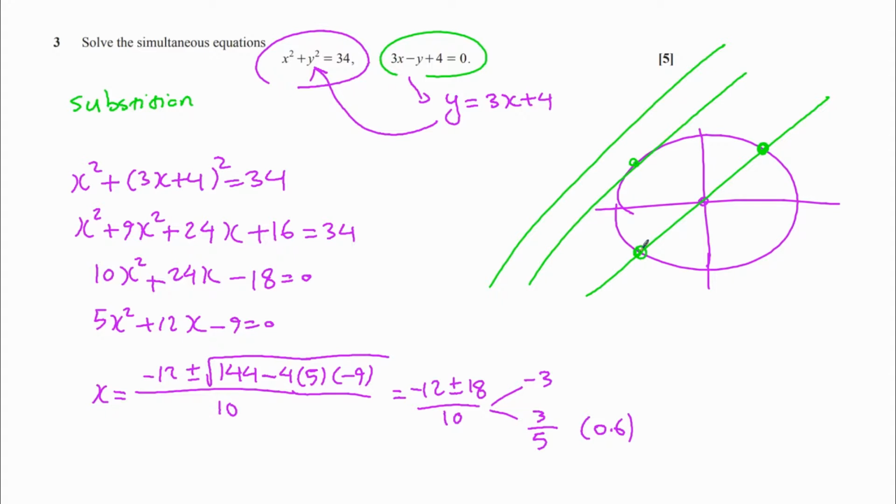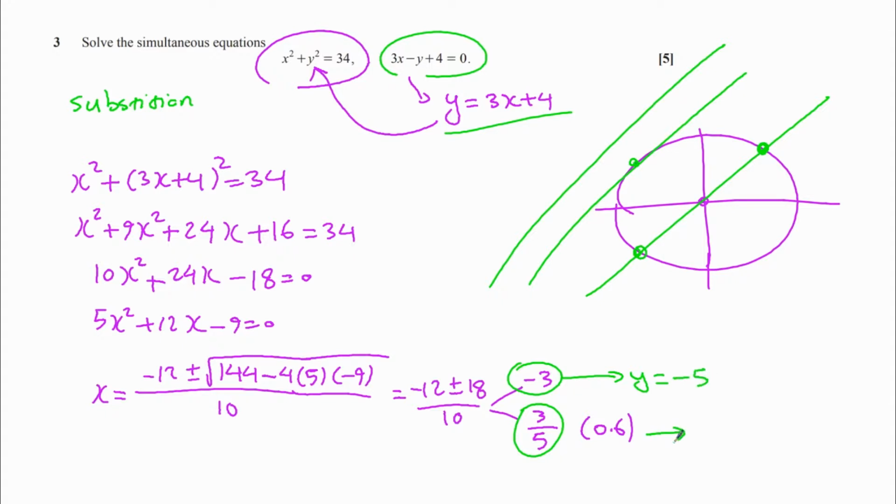But how can we find the points? We know the x values. If we replace them into this one in here, we can find the y values. So if x is minus 3, y would be equal to minus 3 times 3, which is minus 9, plus 4, which is minus 5.